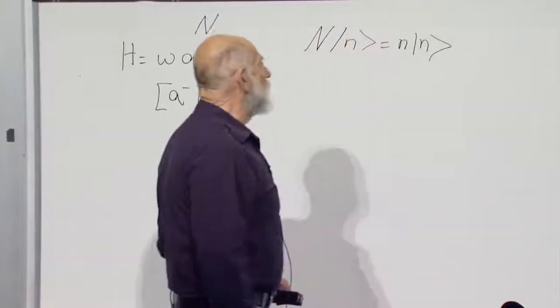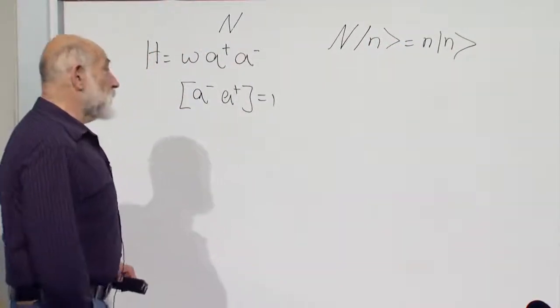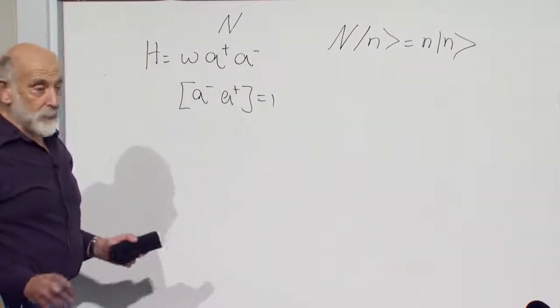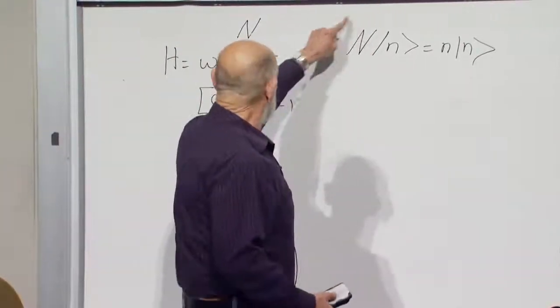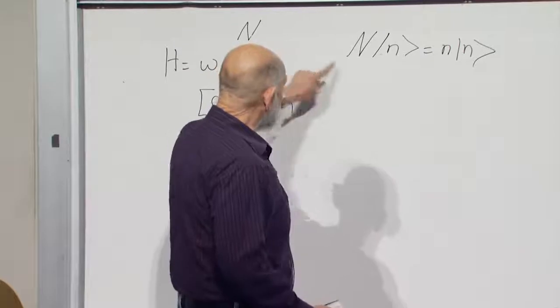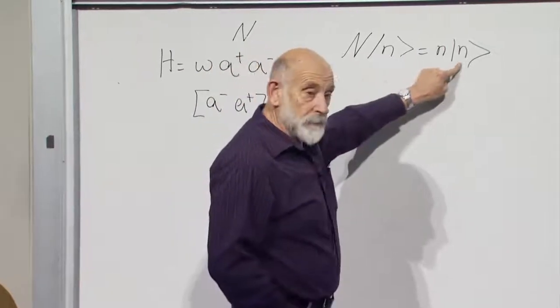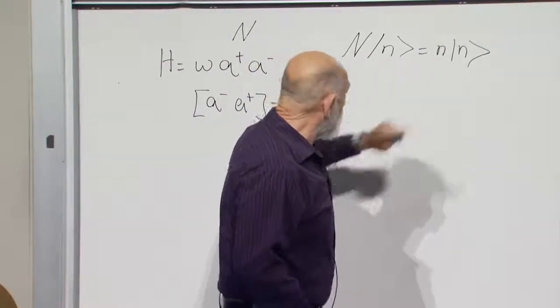I've called it n because it is an integer, but we haven't proved that. Let's just call it little n. Big N is an operator. It's a plus a minus. Little n is an eigenvalue. This is the eigenvalue equation.